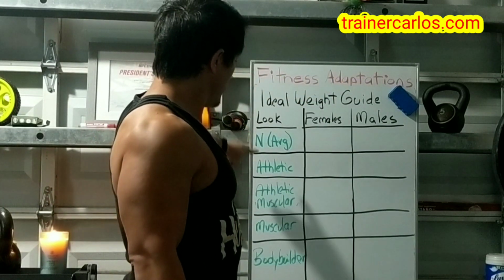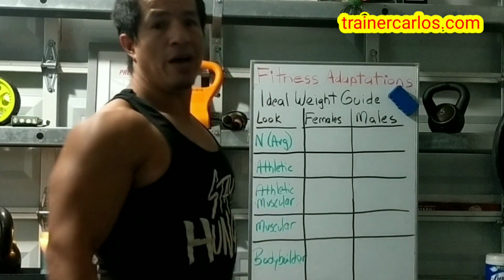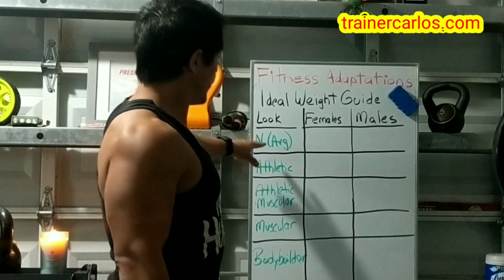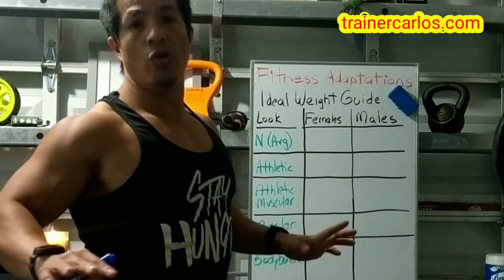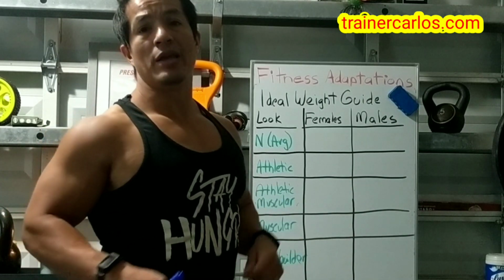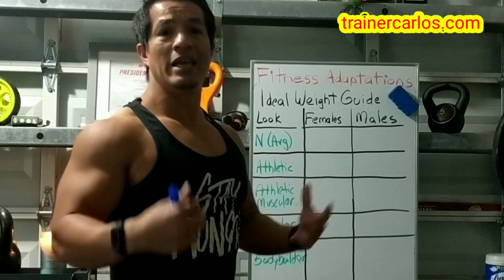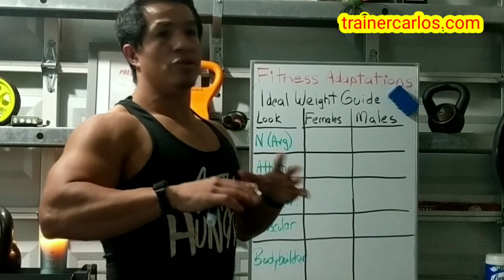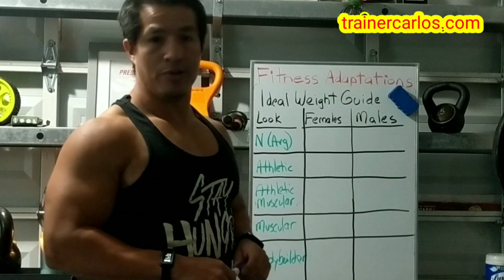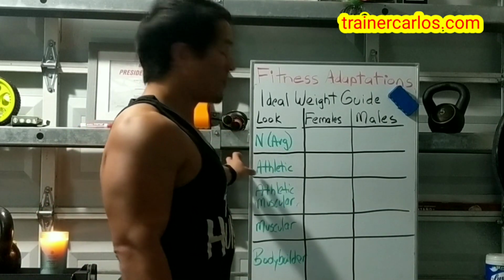So there's different looks. 1, 2, 3, 4, 5 different looks. You have the normal. I put just N. A normal, average looking body. You're not lean. You don't have a lot of muscle. You're just a normal everyday person. Okay. You have the athletic look.